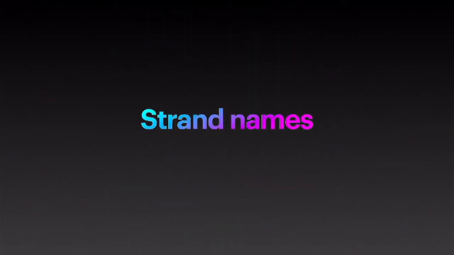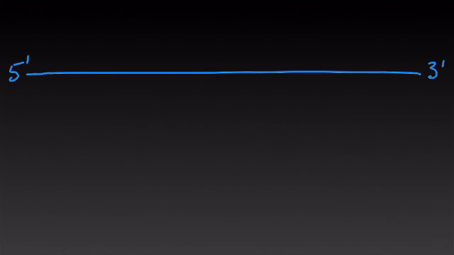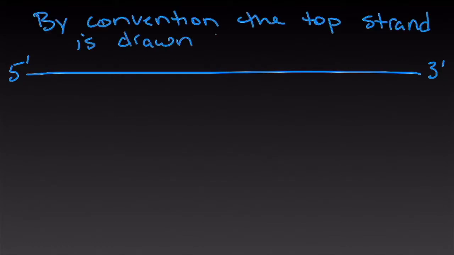Some other important things to know and get a handle on as we're moving in to talking about how we produce our gene products is how the strands of DNA are named, because there's some weird, confusing terminology if we don't sort that out. One of the first things to know is that just by convention, the top strand is drawn as 5' to 3'.